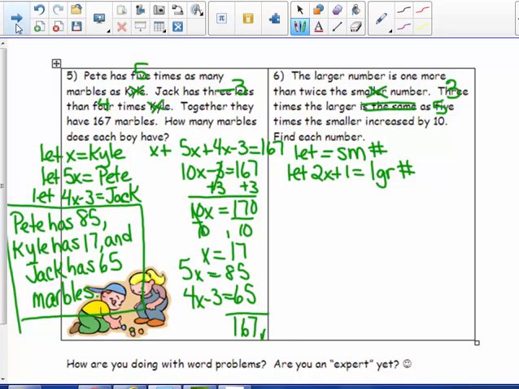Well, I'm going to leave it right there, folks. That's going to be up for you to finish on your own, and I'm going to check that question, number 6, when we come together tomorrow. So that's it for today.